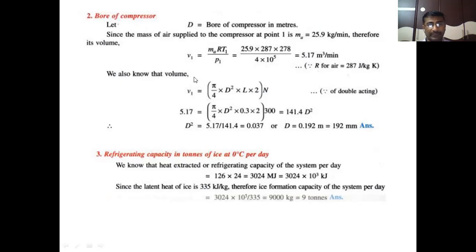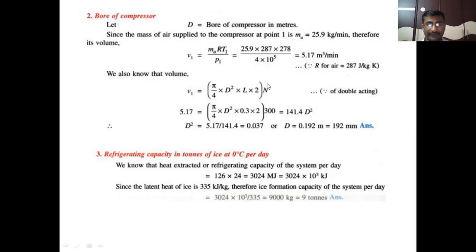We also know that the volume V1 is equal to pi by 4 D square, the swept volume of the compressor. Pi by 4 D square L into 2. Double acting means the into 2; it is given as double acting. If it is single acting, pi by 4 D square L is the volume. That is the swept volume of the compressor, and 2 is for double acting. This is the total volume of air taken by the compressor per revolution, for 1 revolution.